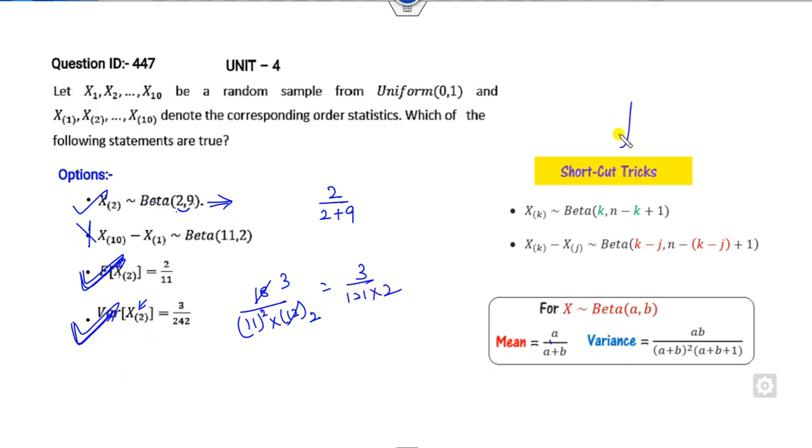So this is the shortcut trick. You just remember that whenever we have a uniform distribution, the order statistics always follow the beta distribution. From here you can also find X(1). We all know X(1) is the minimum of the Xi. So k is 1, and you can find that it is a beta distribution.